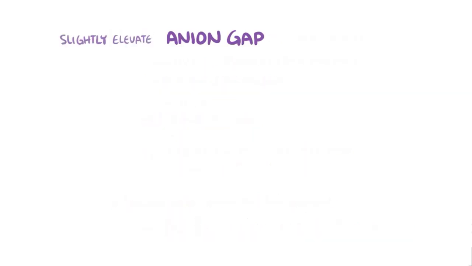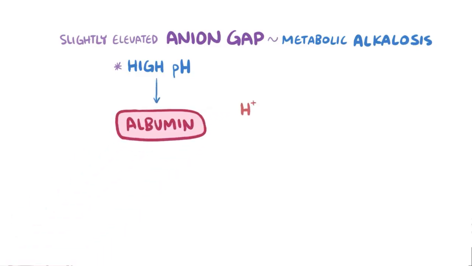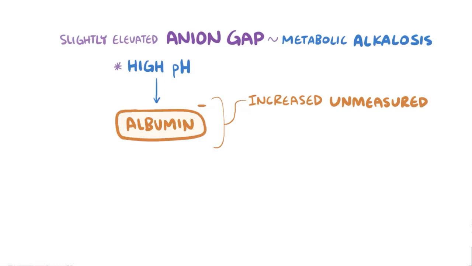Now, a small elevation in anion gap can be seen in metabolic alkalosis. This is because a high or alkaline pH triggers albumin to release protons. This results in an increase in the net negative charge on each albumin molecule. Once again, there are more unmeasured anions around, in the form of albumin, and the bicarbonate and chloride ion concentrations go down, which makes the anion gap increase.